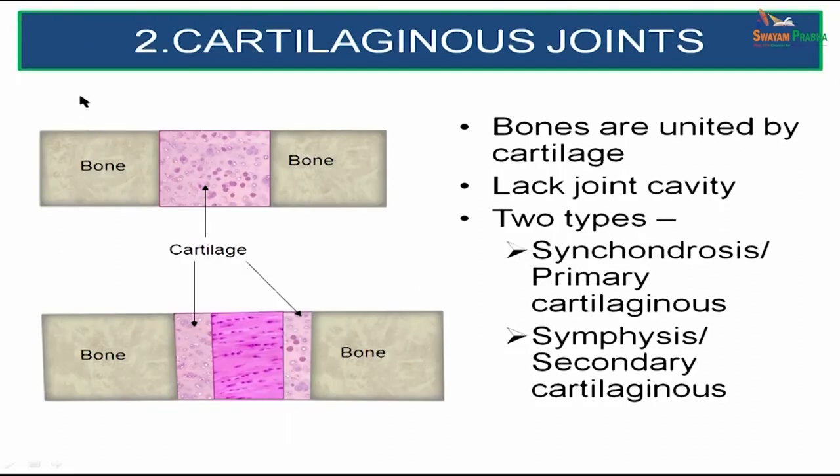So, second variety of joints now, the cartilaginous joints. In cartilaginous joints, the bones are connected by a plate of cartilage. So there is no cavity here. We have the bones and we have the cartilage plates in between, but no cavities. These cartilaginous joints are of two varieties, primary cartilage joint and secondary cartilage joint. Primary cartilage joint is also called synchondrosis, and the secondary cartilage joint is called symphysis.